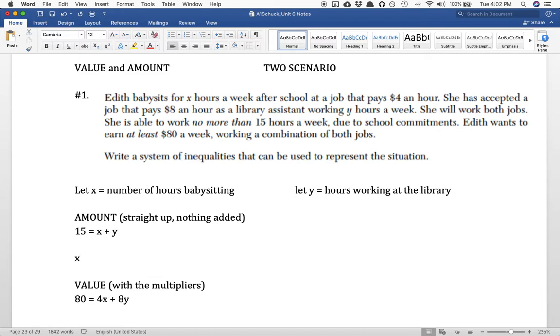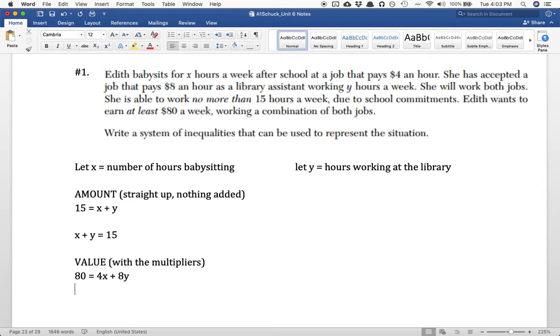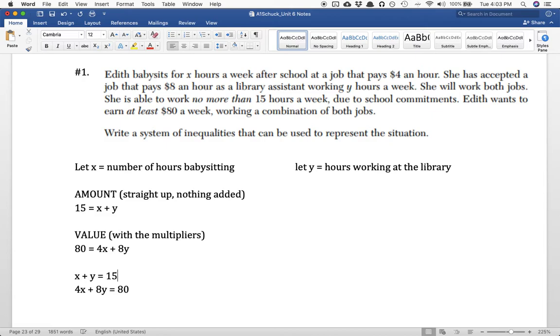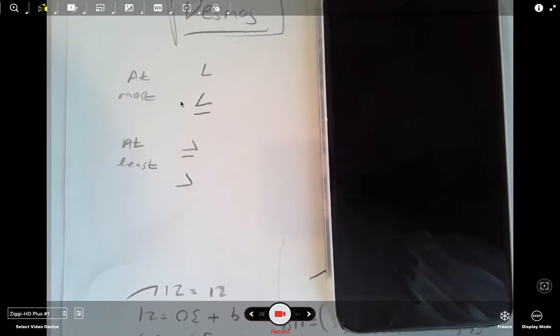I'll say x plus y equals 15. And again, down over here, I'll do 4x plus 8y equals 80. All I'm doing is maybe I'll write both of these together, right? Move down here just so I see them. Okay, cool. That's just to get the variables on the left so I can follow my signs for at most and at least.